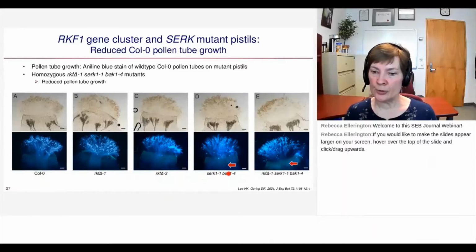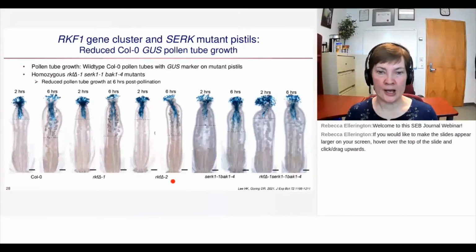Now, the Circ1 BAC1 mutant pistils are not as successful in supporting wild-type pollen tube growth, and we noticed that there was reduced pollen tube growth into the stigma. And when we combine RKF delta with Circ1 BAC1, it was further exacerbated. You see very few pollen tubes entering the stigma. So I know this is a bit difficult to see, and so that's why we turn to the next assay, where we use these GUS-marked pollen grains as a way to track pollen tube growth.